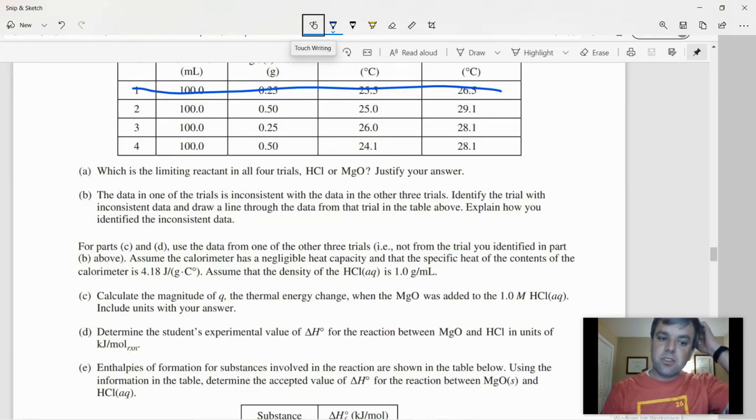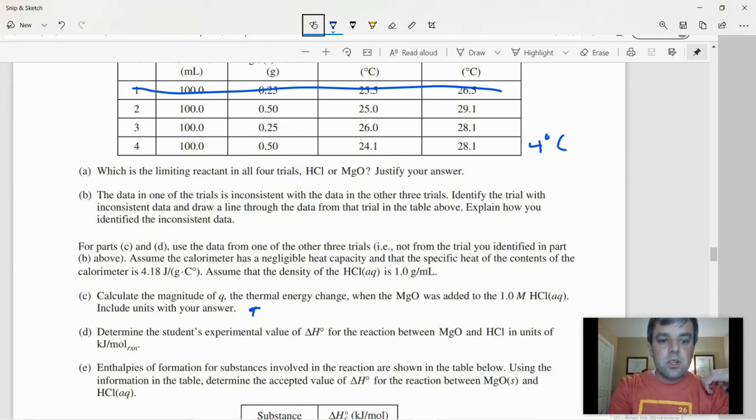Now the problem wants us to calculate the magnitude of Q for one of these other trials. And it says, use the data from one of the other 3 trials. Assume the calorimeter has a negligible heat capacity and the specific heat of the contents is 4.18 joules per gram degree Celsius, and the density of HCl is 1 gram per milliliter. So if we're going to do that, let's just take trial number 4, where the change in temperature, we said earlier, was 4 degrees Celsius.